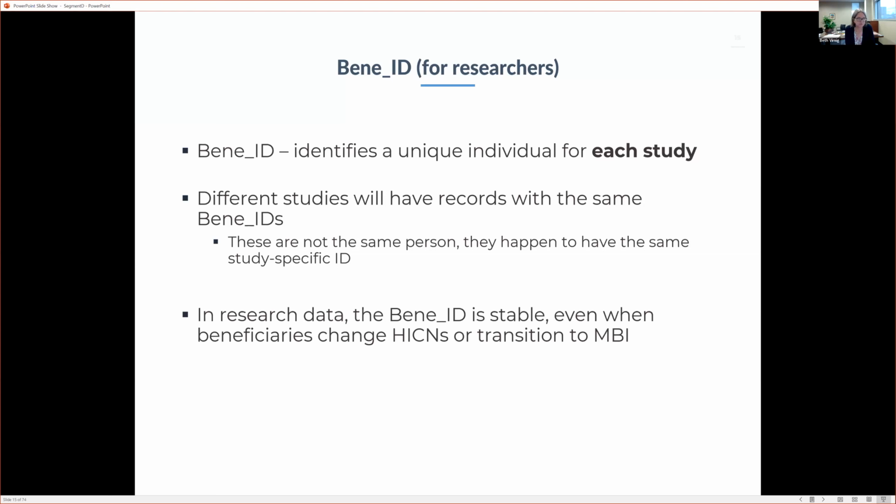So it's a protection. It limits the risk of data sharing without permission, because you can't. But within a study, it is stable. So even across the transition from HICs to MBI, between an original data request and requesting new data and saying I need another year, or 3 years' worth of data, the same Benny ID will hold.